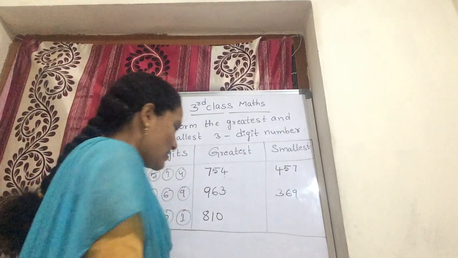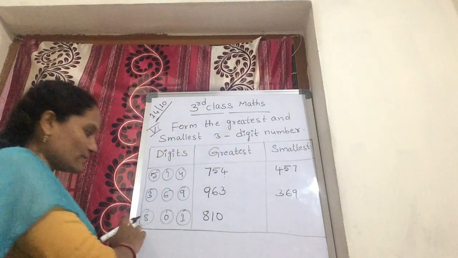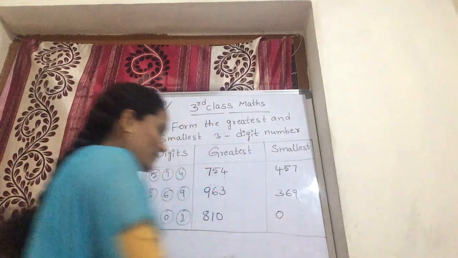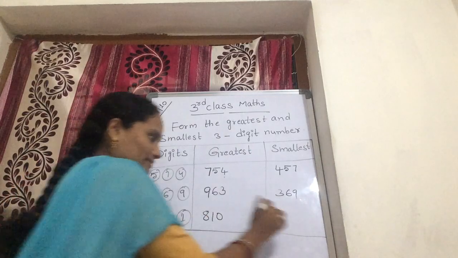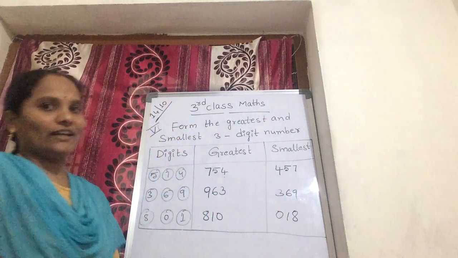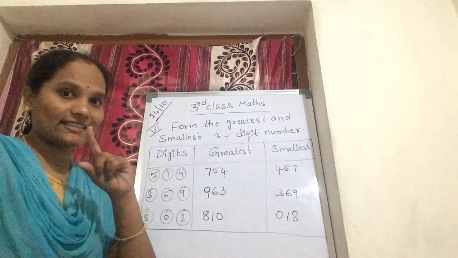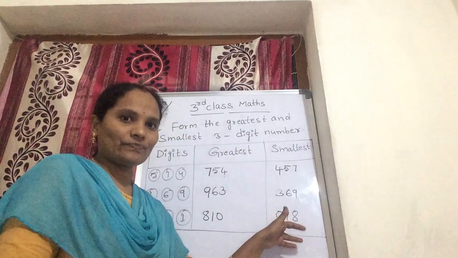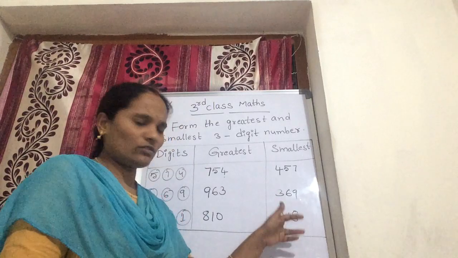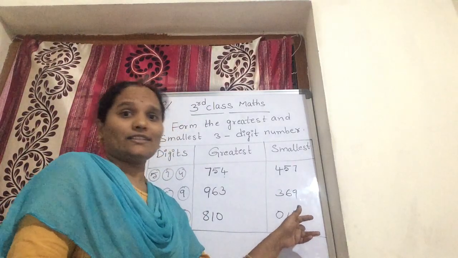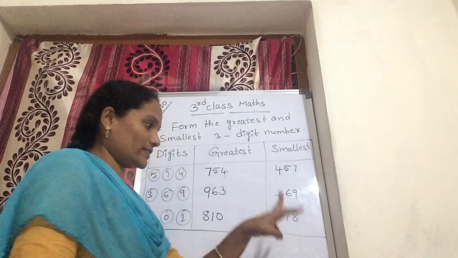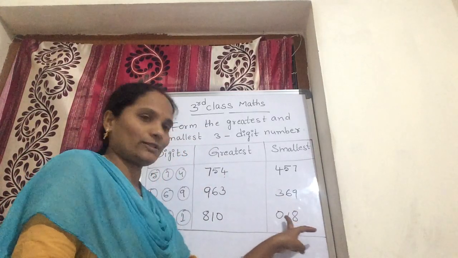Okay. Now coming to the smallest number. Tell me children, what is the smallest digit? 0 is the smallest digit. You should write 0 first. Next 1 and 8. How many digits do you need? A 3-digit number. Here 0 is having no value, no. This is reading 18. You need a 3-digit number. So this is not correct.